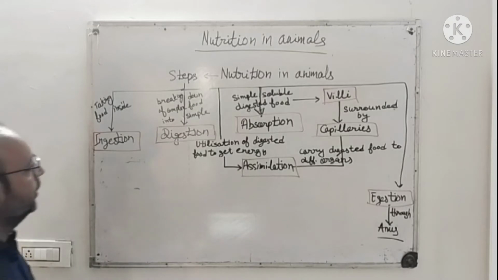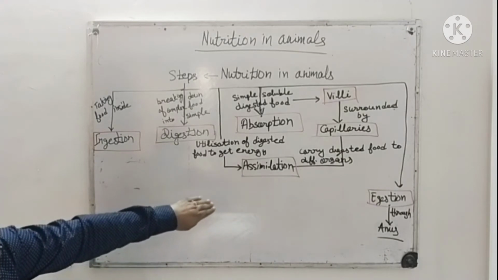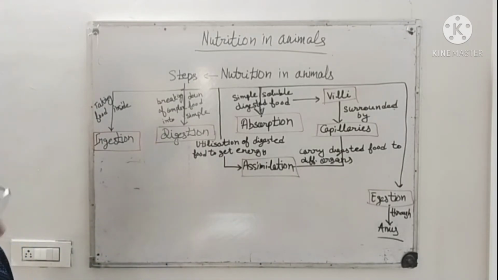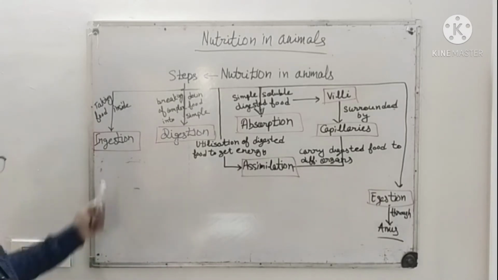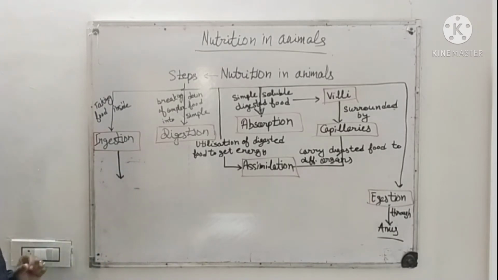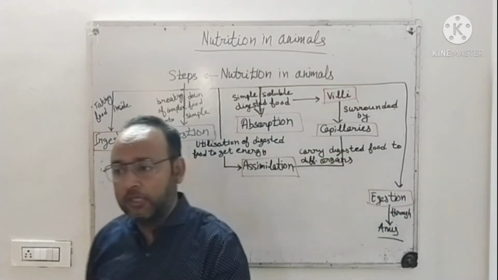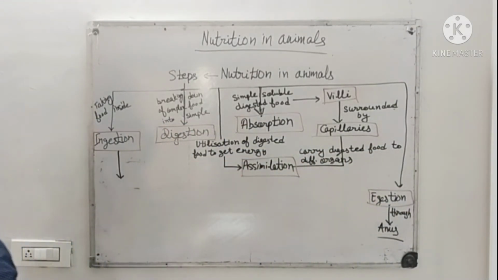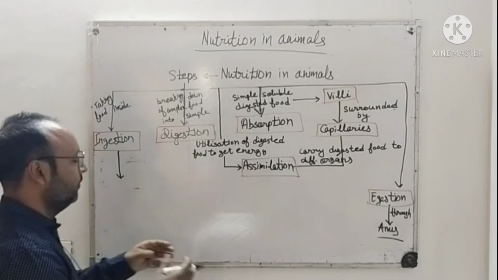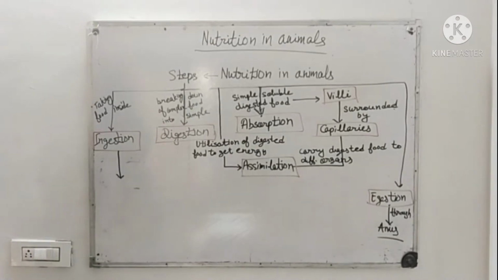Now if I talk about capillaries, we know that they carry digested food to different organs, that is known as assimilation, right? Okay, now we can go further. If I talk about ingestion, we know that it may vary from animal to animal. It is not the same for all animals. Like humans, we have hand and mouth, right? Amoeba is having pseudopodia, and paramecium has cilia. So they all have different body parts to carry out this process.